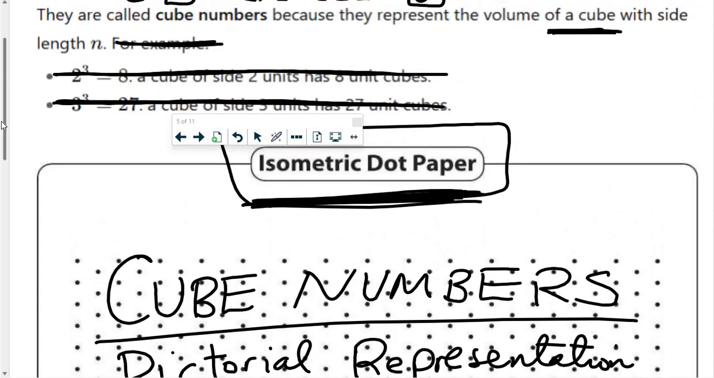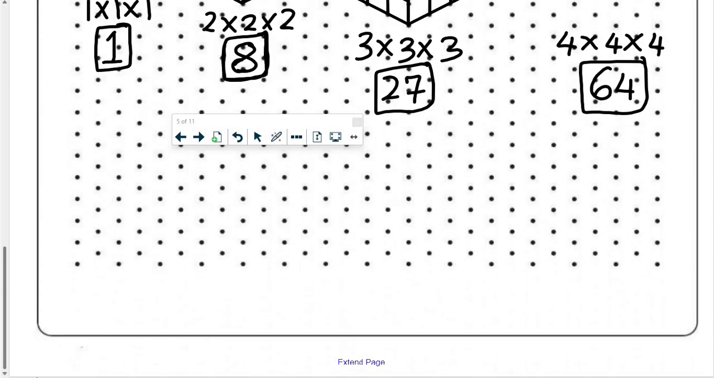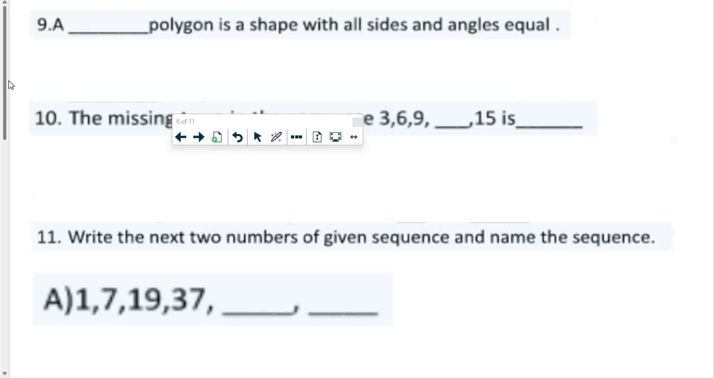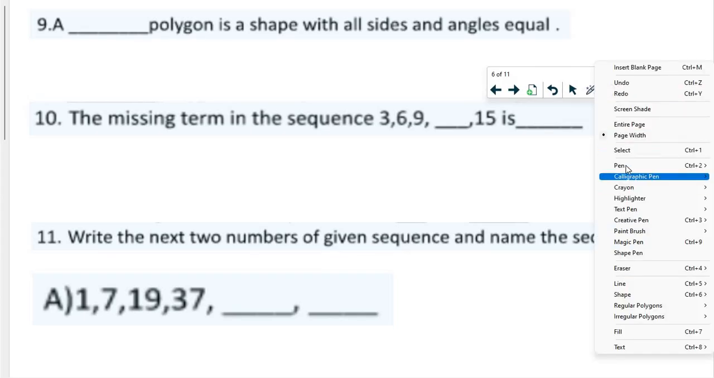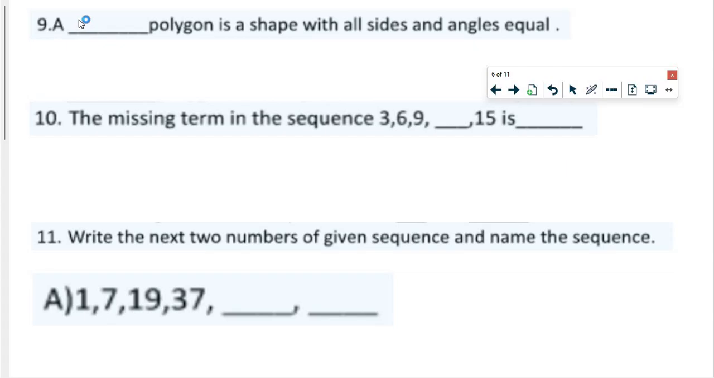Now the next one is question number 9. Question number 9 says that a dash polygon is a shape with all sides and angles equal. So here you're going to write the word regular.